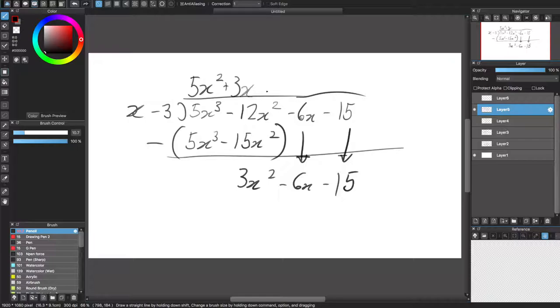So then we put this, and then we multiply the divisor with the quotient, well, with this term only. So x times 3x will be 3x squared, and then negative 3 times 3x would be negative 9x.